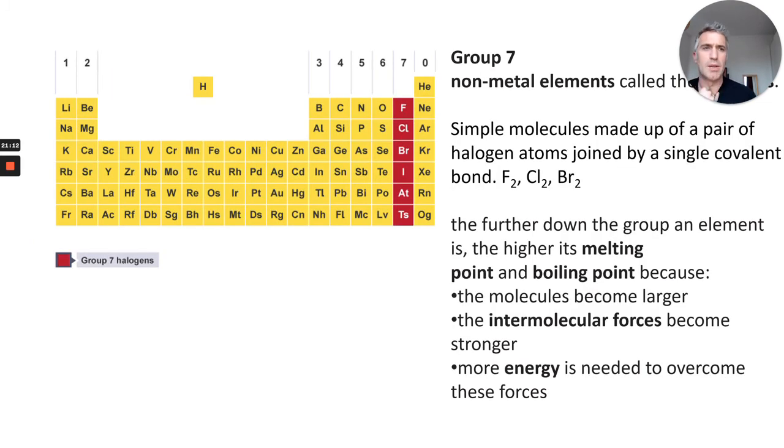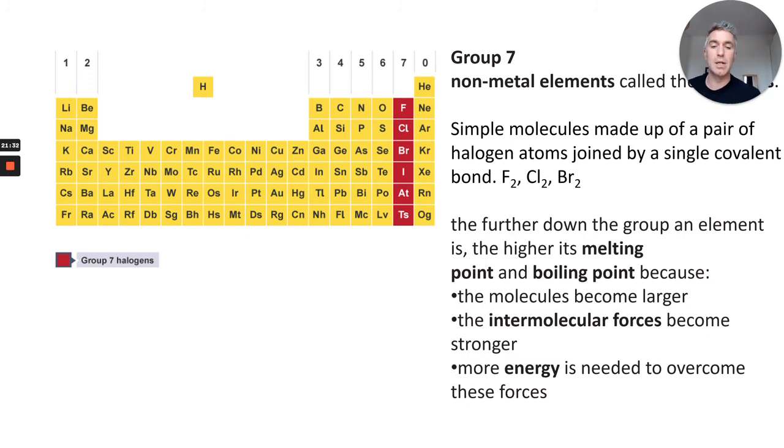Right, the last part of this is the group 7 elements. These are non-metals. They are on the right-hand side. Group 7, they're often called the halogens. They are simple molecules. They always exist as a pair when they're by themselves. So fluorine is F2, chlorine is Cl2, bromine is Br2.